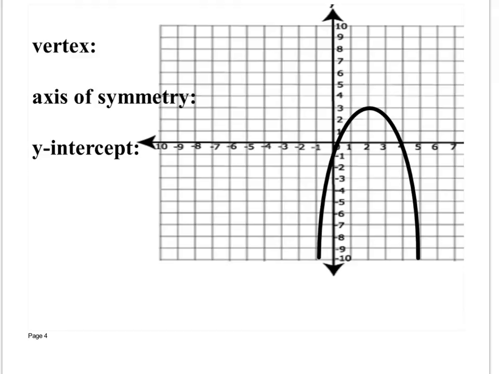All right, so we need to find the vertex. Where's the vertex? 2, 3. The maximum here is at 2, 3. What's the axis of symmetry? How do you get the 2? It's at 2. And what is the y-intercept? Where does it cross the y-axis? 0, 0. Looks more like negative 1 to me.